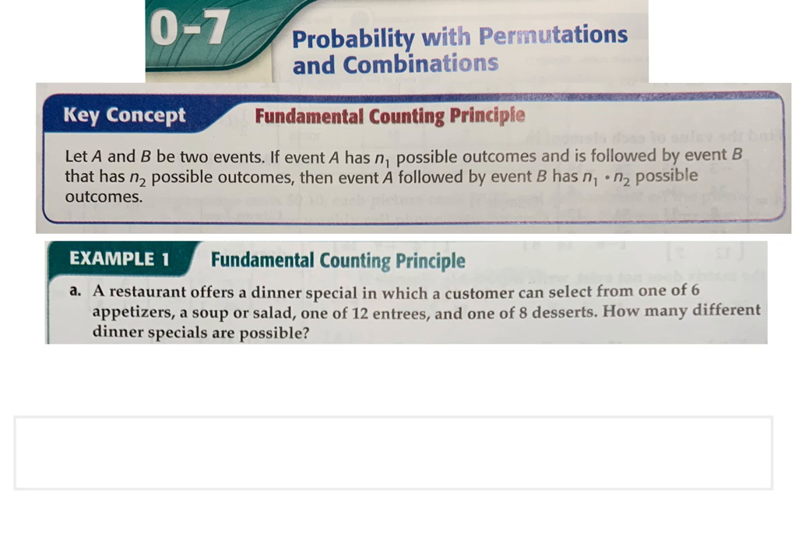A restaurant offers a dinner special in which a customer can select from one of 6 appetizers, a soup or salad, one of 12 entrees, and one of 8 desserts. How many different dinner specials are possible? Counting principle says just multiply them. My first is 6 appetizers. So I'm going to take 6 times. Then I have soup or salad. That is 2 options. Then I have 12 entrees, and then I have 8 desserts. So there are 1,152 possible different dinner combinations that I can do there. All right? That's the counting principle.